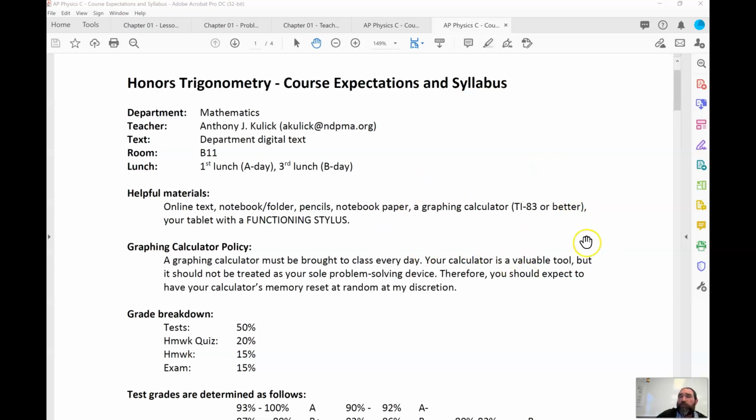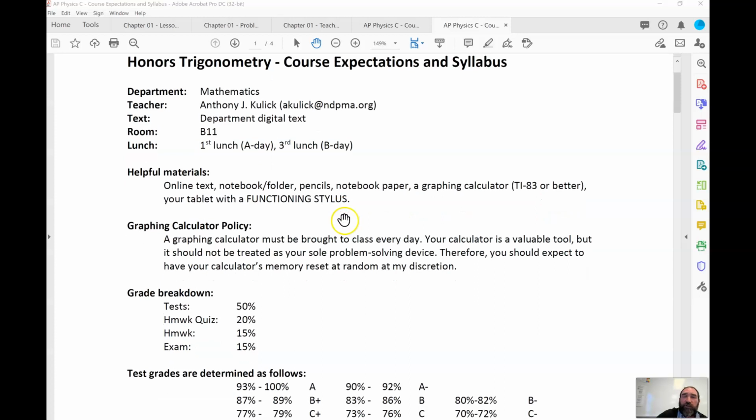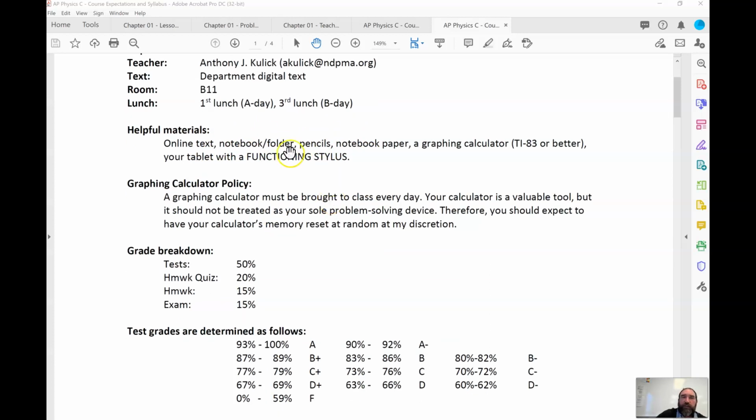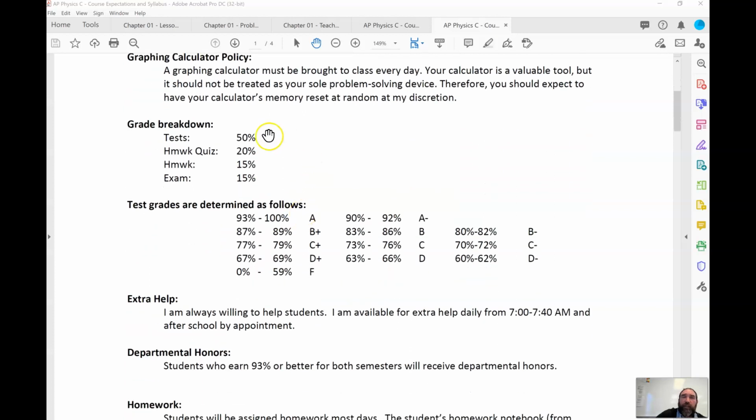Required for this course, you need to have a TI-83 graphing calculator or better. If you have a question about whether your calculator is adequate, you can certainly talk to me or have your student talk to me. Also, a functioning stylus. There will be some things that we will do on the tablet where they'll literally have to write on their tablet with a pen. So the functioning stylus is important.